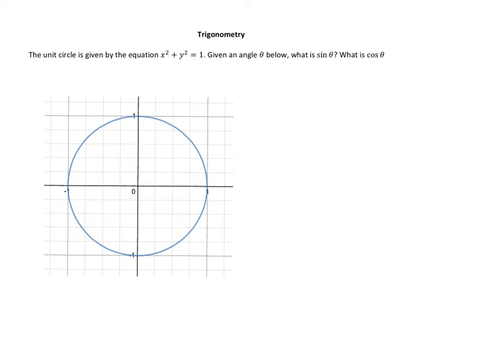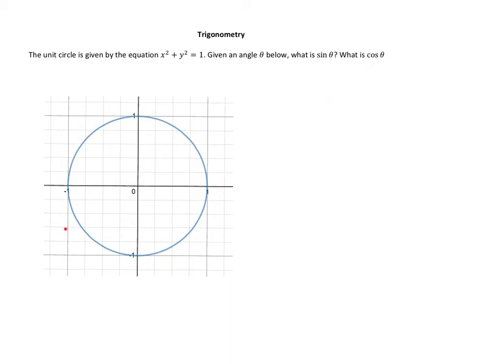To start our discussion of trigonometry, we're going to look at the unit circle given by this equation, x squared plus y squared is equal to 1. If you graph this, you get this circle centered at the origin with a radius of 1. We can draw angles on this circle and use that to define something called sine and cosine.